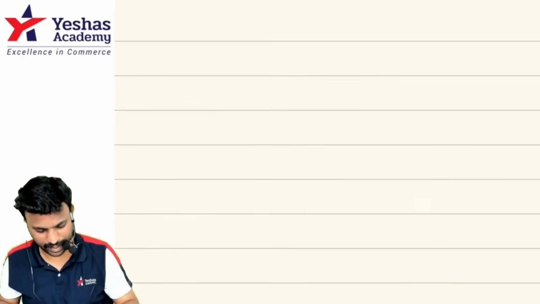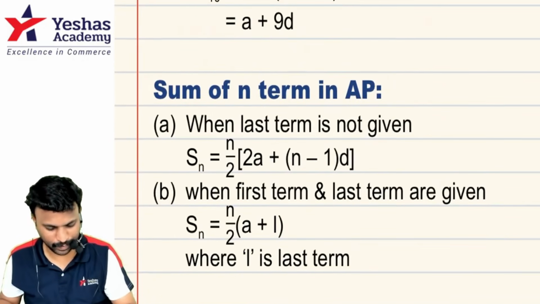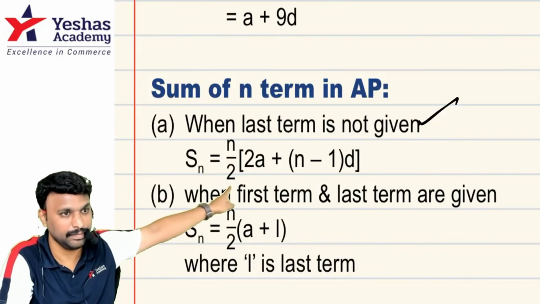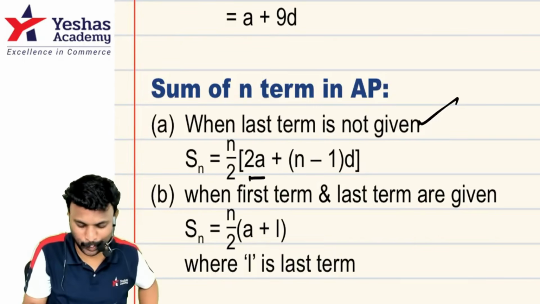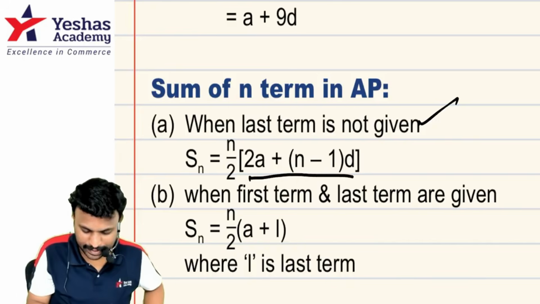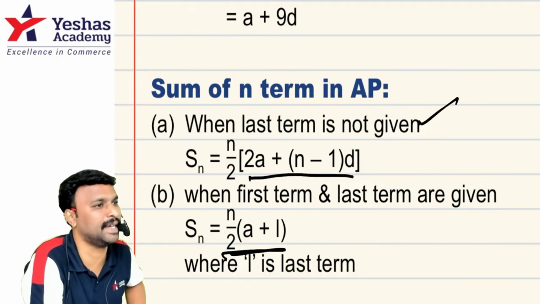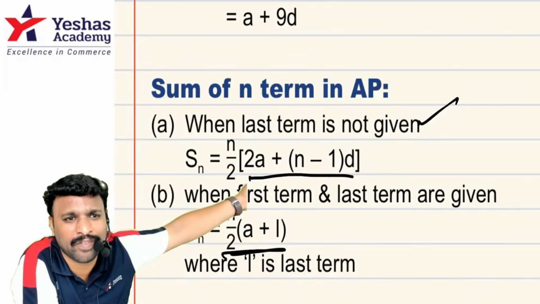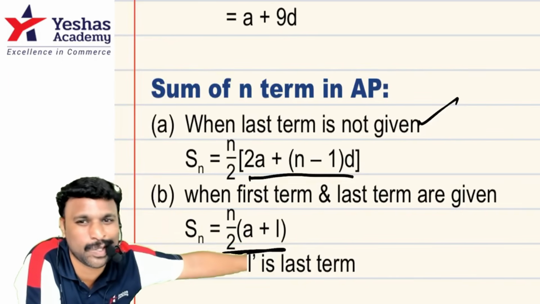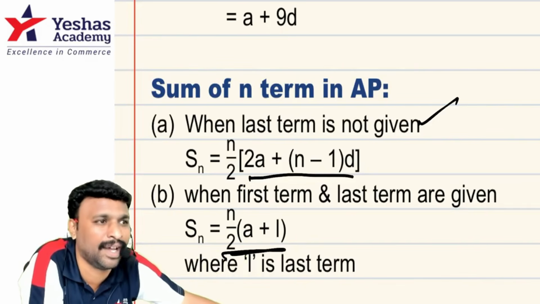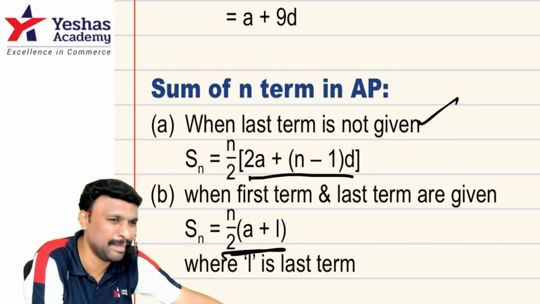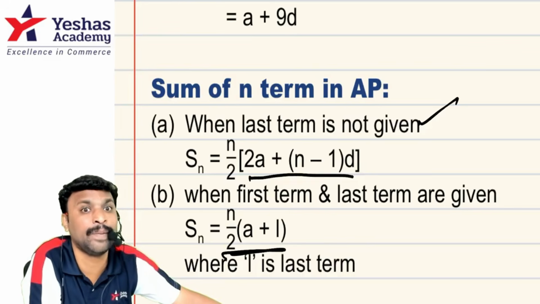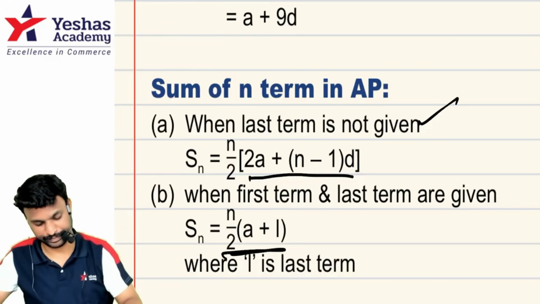Now take the formula for the sum of n terms of an AP. This formula, n by 2 into 2a plus n minus 1 into d, is to be used when the last term is not given, and this formula, n by 2 into a plus l, has to be used when the last term is given. Both are one and the same. I derived the first one using the second formula only. Yes or no? Don't memorize the formula by heart. Remember the logic of why the formula is like this. You getting it? Everybody. Right.